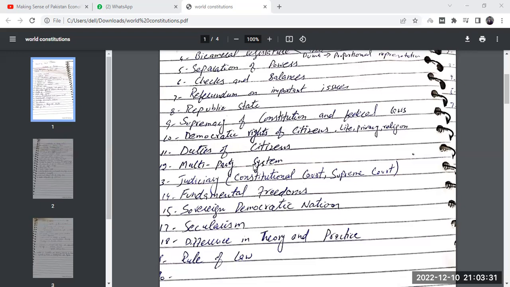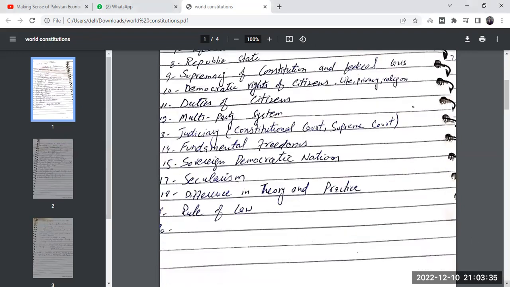And there's a multi-party system. Multiple parties are operating in the Russian Federation. And the judiciary is basically a constitutional court or a Supreme Court, you can say. There is no concept of judicial review, but there is a Supreme Court. And fundamental freedoms, not fundamental rights, fundamental freedoms. Fundamental freedoms mean you have freedom of association, freedom of press.